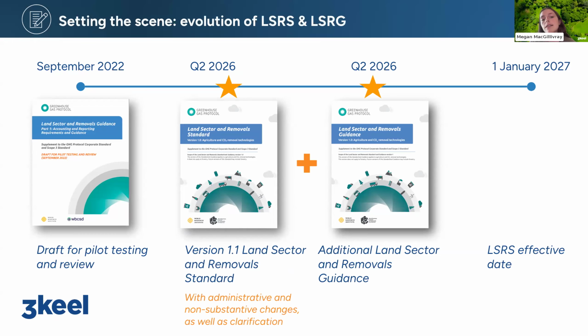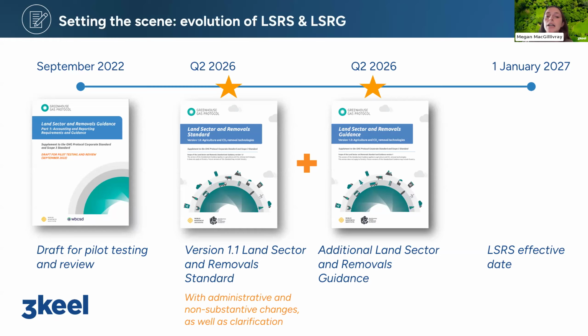The other key thing to note is that the standard comes into force on the 1st of January 2027. So after that point, organisations that are looking to align with the Greenhouse Gas Corporate Standard and Scope 3 standard, who do have those significant land-based activities, will also need to apply the land sector removal standard requirements, and for any claims of alignment to the land sector removal standard you will need to demonstrate that you have complied with all of those requirements.